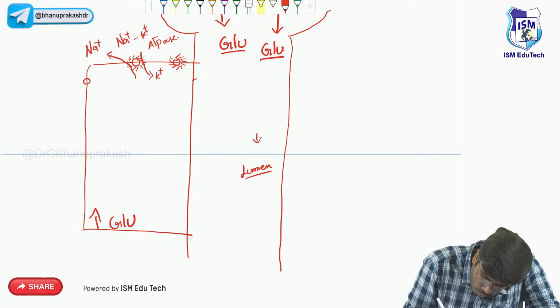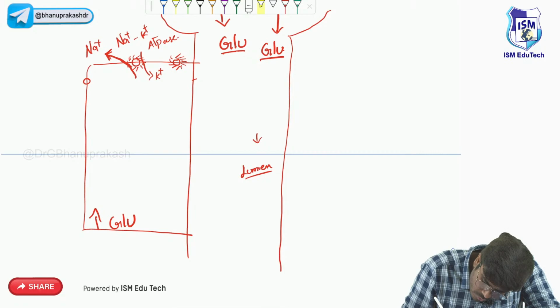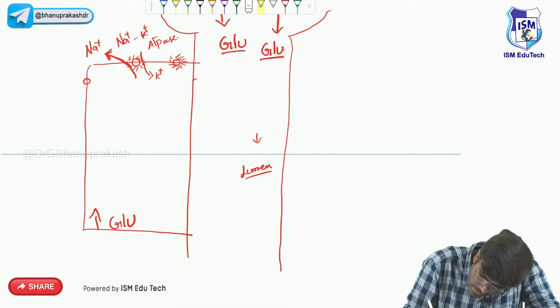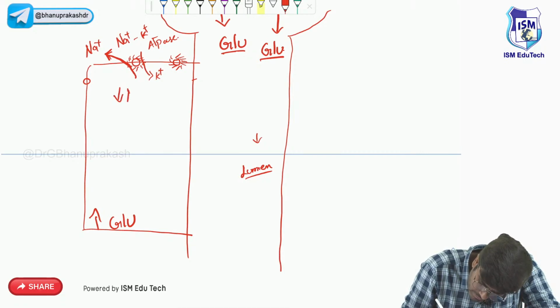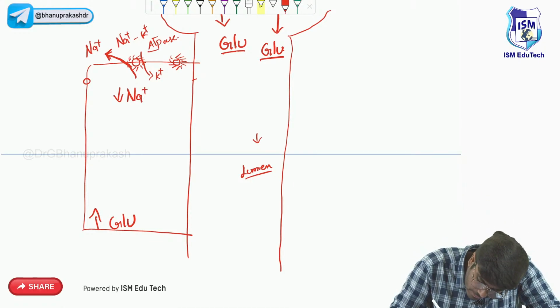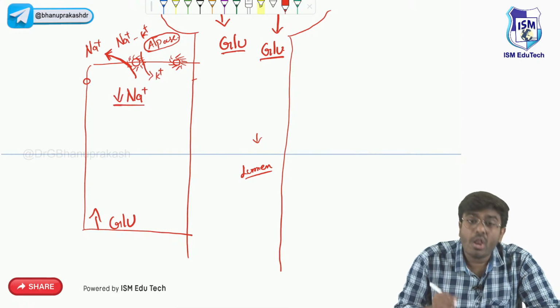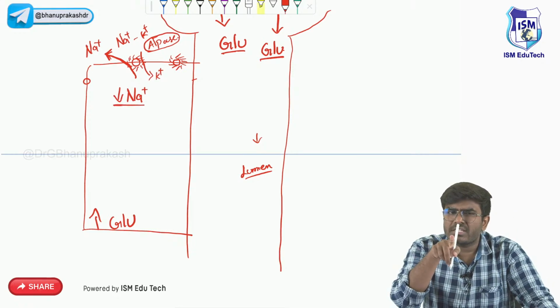Now it's throwing the sodium out, right? Sodium is being pumped out. So what happened to the sodium inside the cell? The sodium concentration inside the cell is going down by using the ATP. By using the ATP, sodium levels are kept low. So ATP is being utilized or not? Yes, sir.